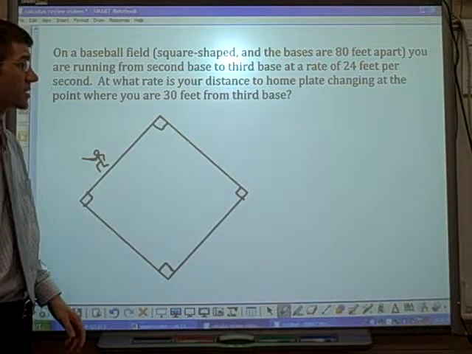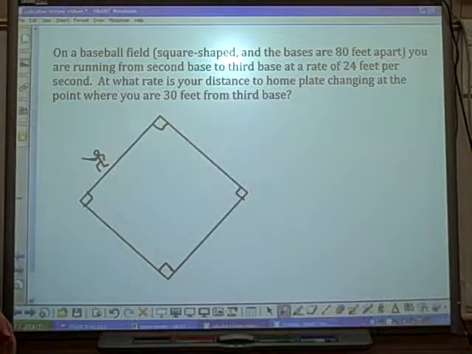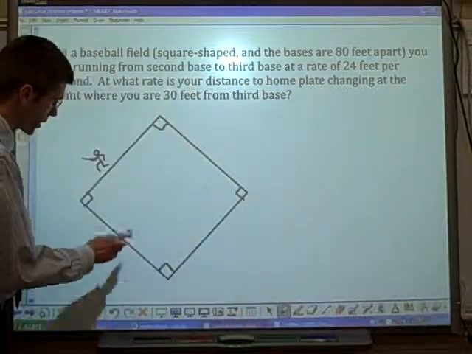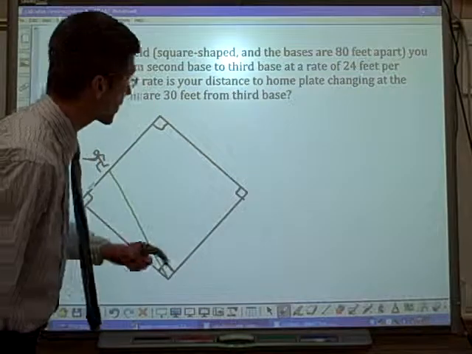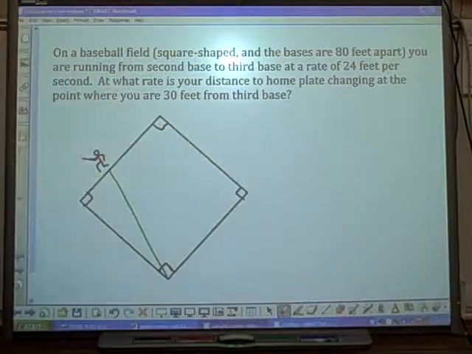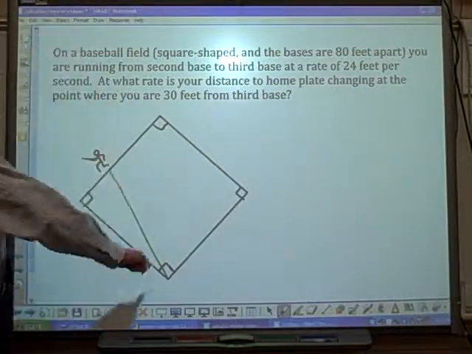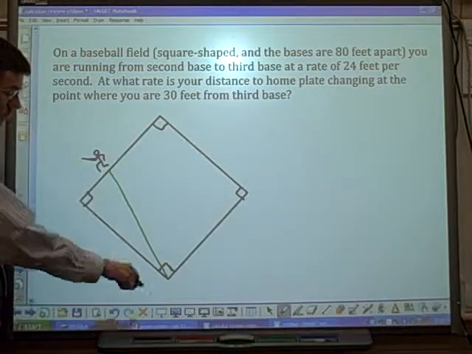At what rate is the distance from home plate changing at the point where we are 30 feet from third base? So we are really going to be dealing with this triangle right here. And the reason I know that is because it said distance to home plate, direct distance to home plate. So we have a right triangle going on.